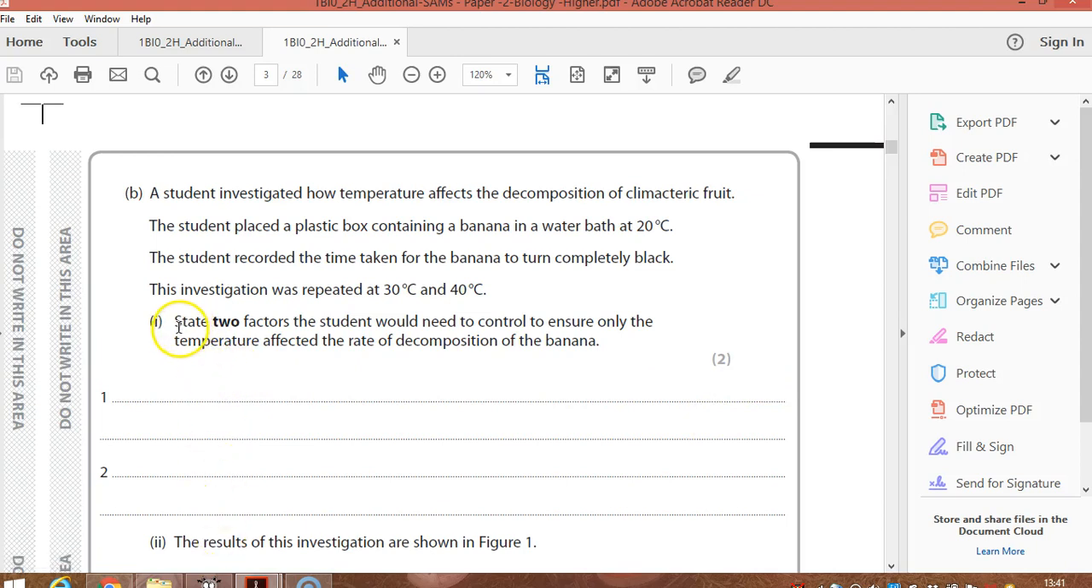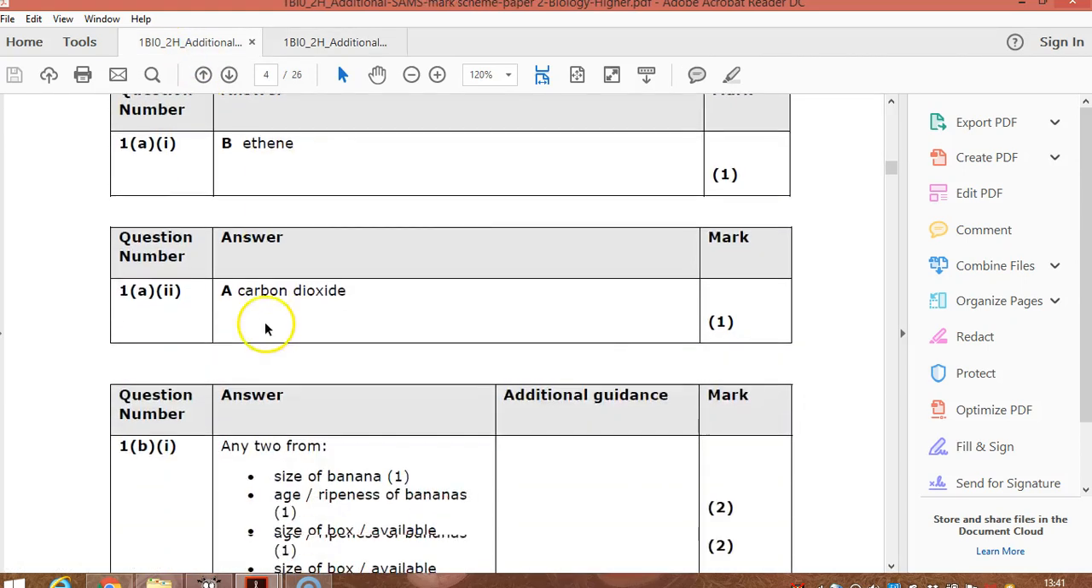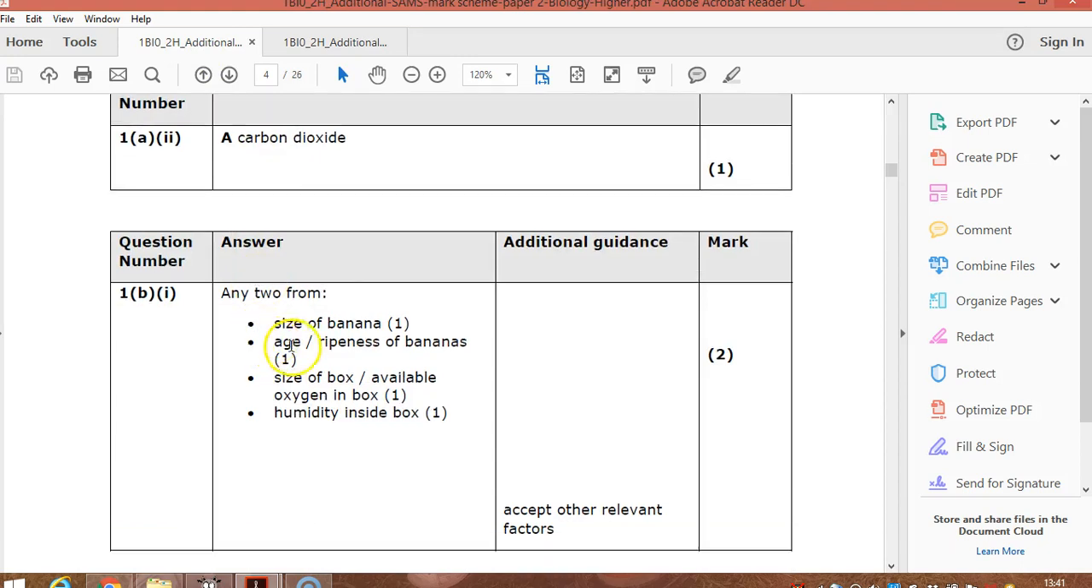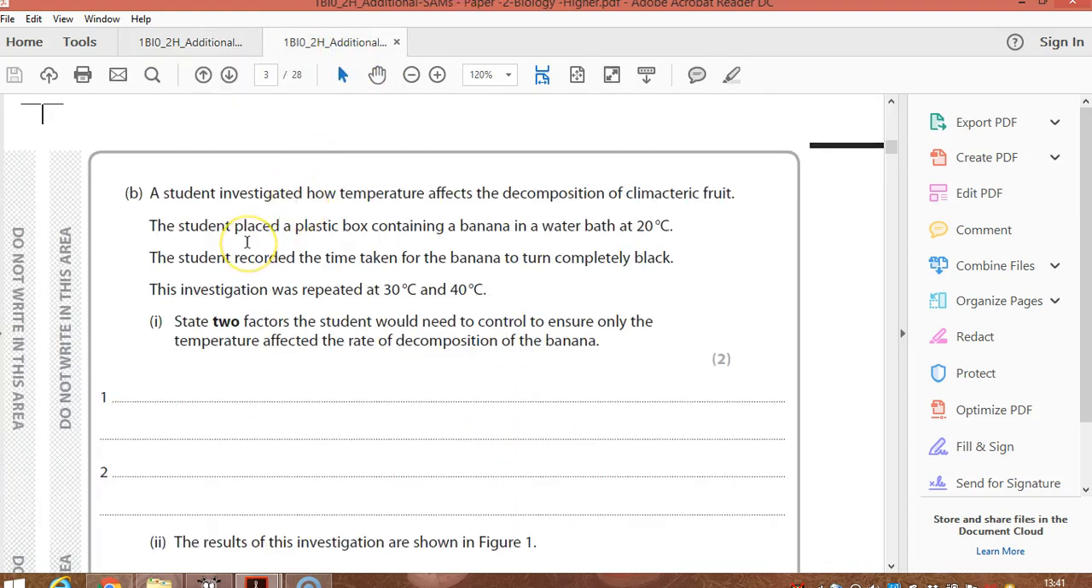You're just stating, so the command word is state, so you don't need to explain or anything. Off you go. Right, so the factors that you could have included were the size of the banana, the age or ripeness of the banana, because the riper they are, the sooner they'll turn black, the size of the box, available oxygen, the humidity inside the box. And it says accept any other relevant factors. Can't think of any off the top of my head, but that gives the examiner leeway.